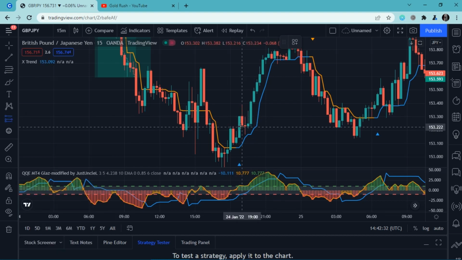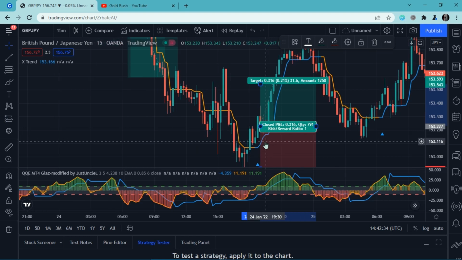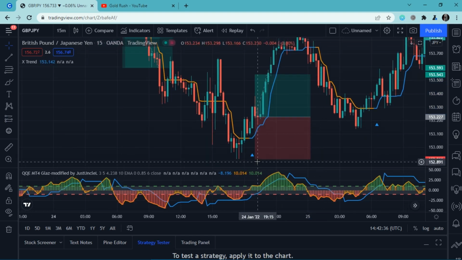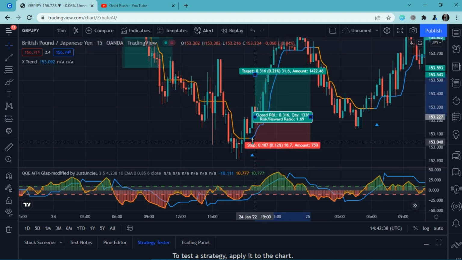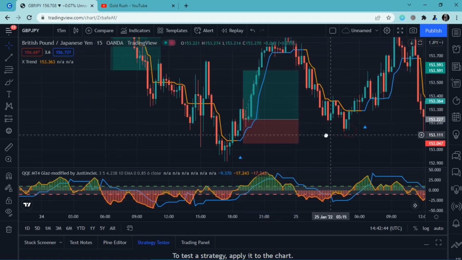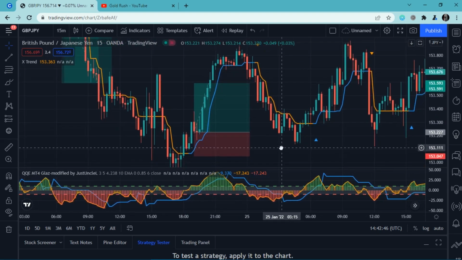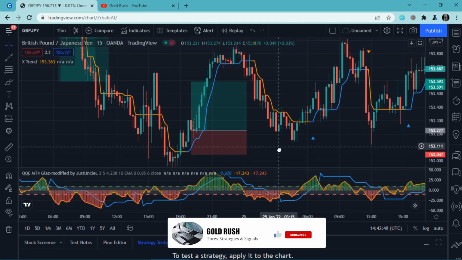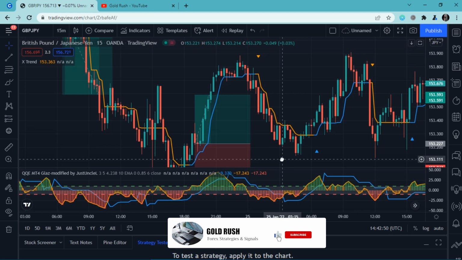Long position, stop loss right here, a few pips below, and take profit at 1:2, just a few pips up. That one is done, cleanly done. So once again, let's see another signal.